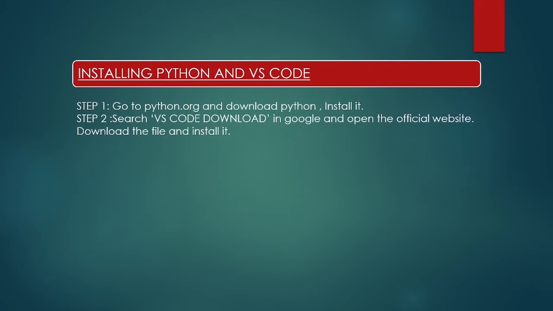And the first thing is installing Python and VS Code. And there are two steps here. The first step is to install Python, and the second step is to install VS Code. In order to install Python, we need to go into python.org, and we have to download Python and install it. Okay, so let me show you how to install it.